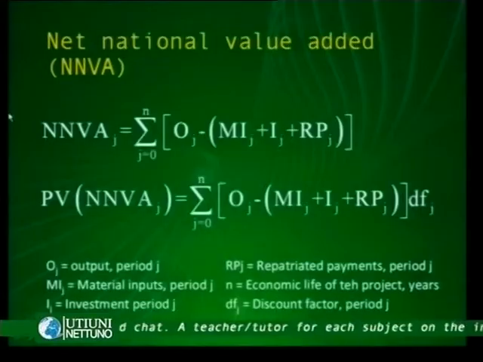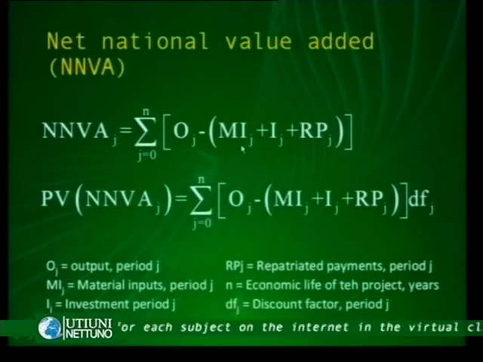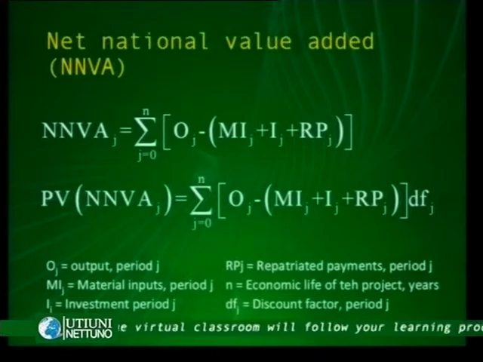Now, in the first expression, we are just adding up all the net national value added generated by a project without accounting for time value. So as you can see, there is no discounting. And so we have again a nominal value of the net national value added created by the project. That again has the limitation of not accounting for the time pattern of net national value added, so it does not distinguish between projects having the same aggregated net national value added but with different time patterns.